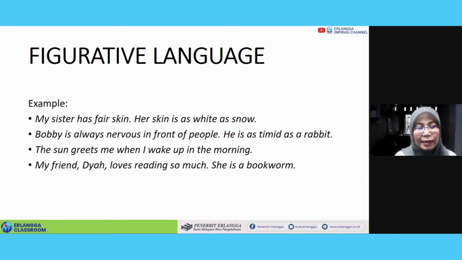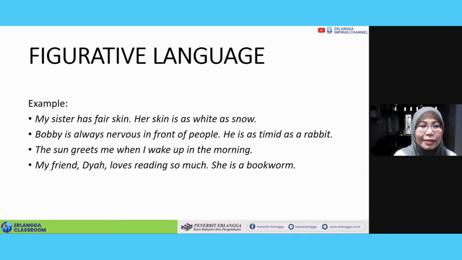Okay. Bobby is always nervous in front of people. He is as timid as a rabbit. Okay, so he is as timid as a rabbit. Dia pemalu, as timid as a rabbit. Nah, ini disebut dengan figurative language. As white as snow, as timid as a rabbit, itu disebut dengan figurative language, gitu ya. Kemudian tidak literal gitu ya.